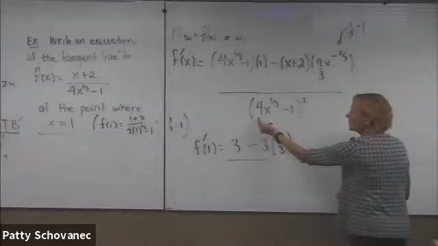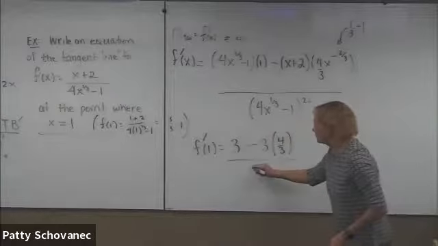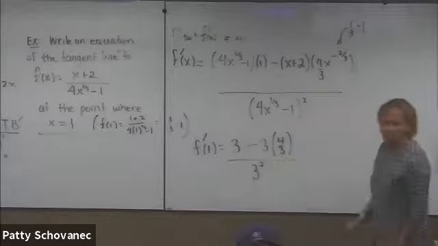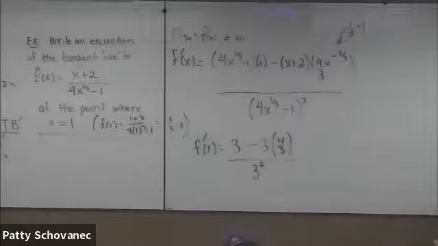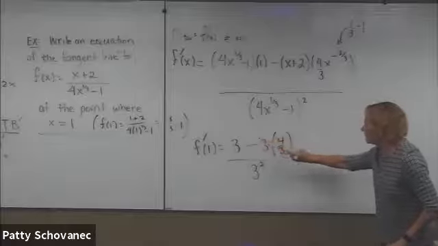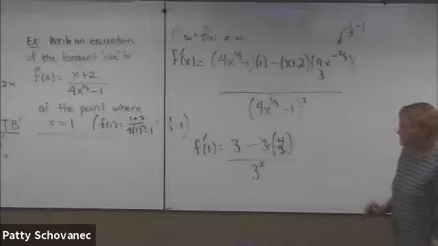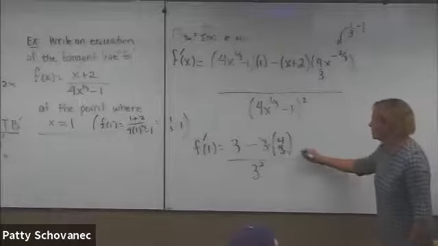Putting a 1 there, I get 4 minus 1 is 3, so I have a 3 squared. So I get a negative 1 on top, right? The 3's will cancel, and a 9 on the bottom. So our slope is negative 1/9.